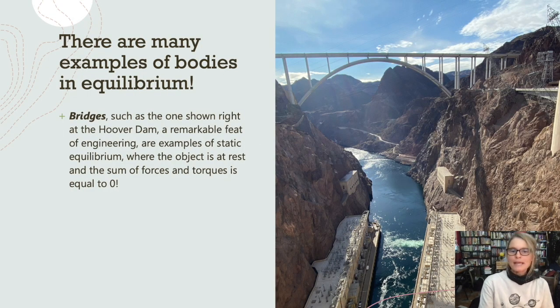We could see many cases where static equilibrium can be displayed, and we could analyze these. Bridges are great cases of static equilibrium where all your forces and torques sum to zero. So here's a bridge at the Hoover Dam. If we look at all the supports and all the upward forces from the supports, they will be balanced by the downward weight force of gravity.